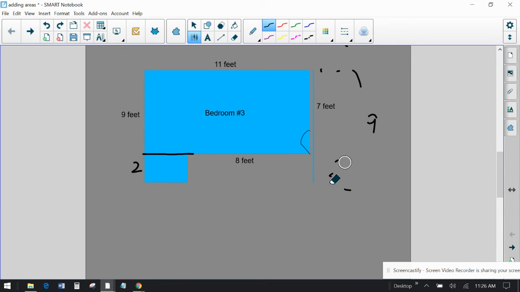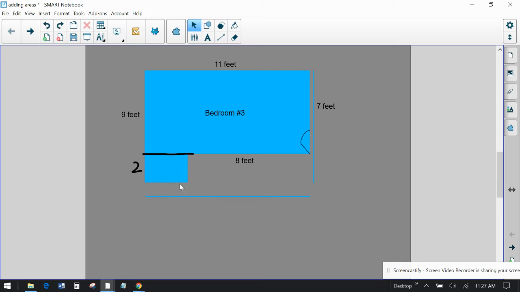Okay, so now we solved for one part of that closet, the length. Now we have to do the width. And we're going to do the same concept. We have 11 feet. This whole side over here is 11 feet long.